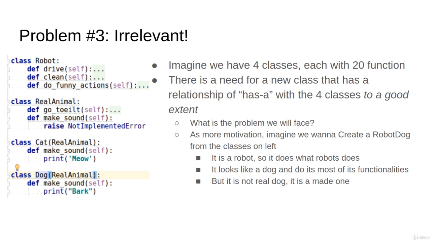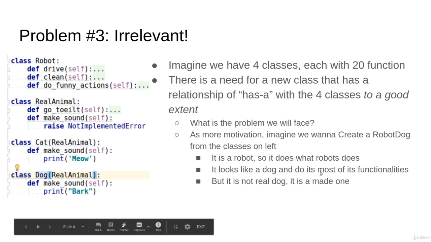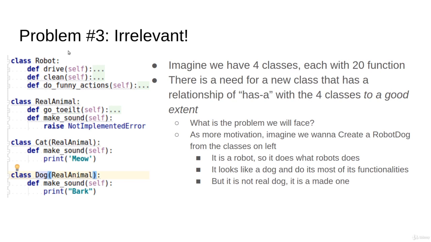motivate it a little more for you. Here is an example. This is a robot class which does drive, clean, and do funny actions. And this is a real animal class which does this couple of functionalities, and the cat and dog, and each one of them is overriding the make sound function. Now imagine that we wanted to create a new class which is a robot dog. So to do that, we inherited from the dog and from the robot. What's going to be the problem here? Think about that and go back to my old question to think about the problem.